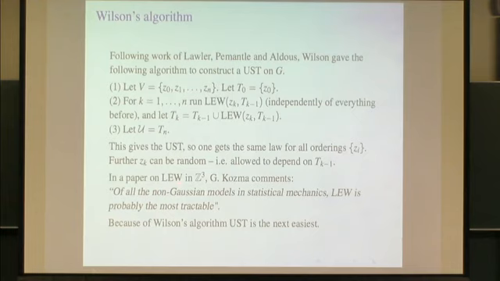So in a paper on loop-erased random walk in 3 dimensions, Gadde-Kozma made the comment that of all the non-Gaussian models in statistical mechanics, LERW is probably the most tractable. And what I'd say is that because of the very close connection between UST and loop-erased random walk, uniform spanning tree is the next easiest one.